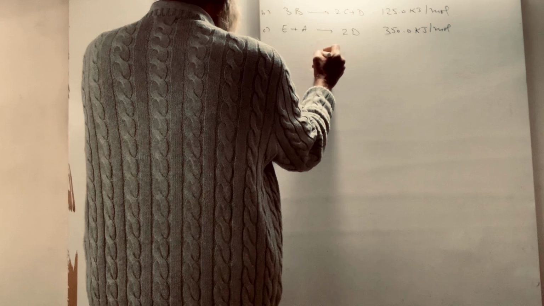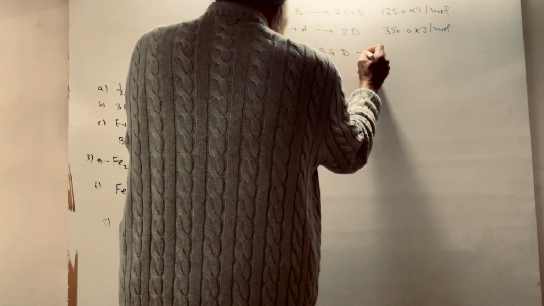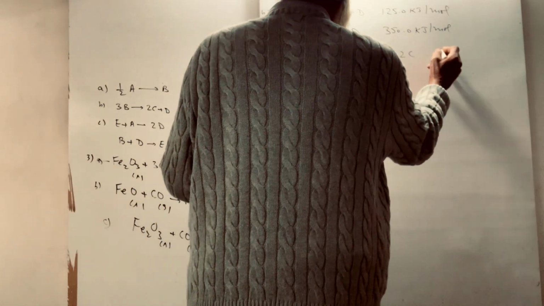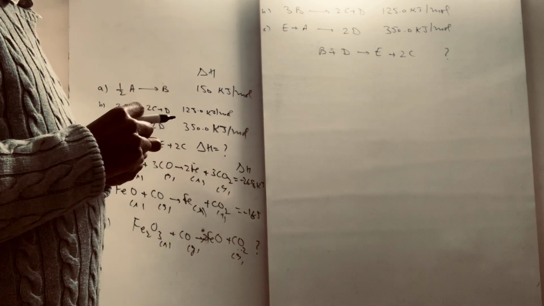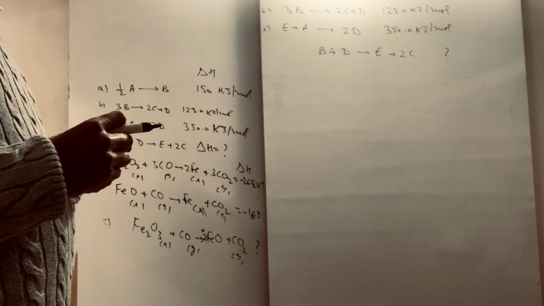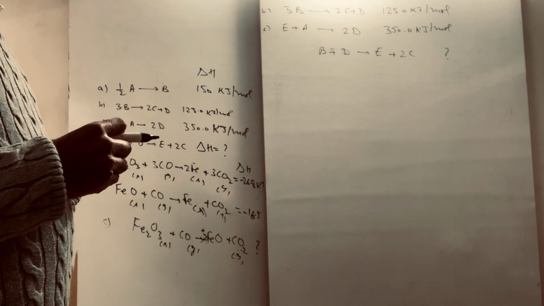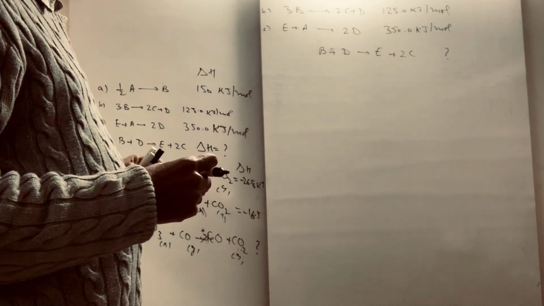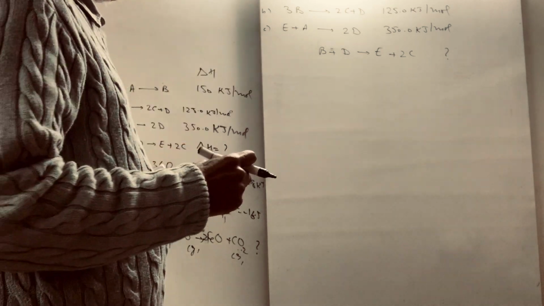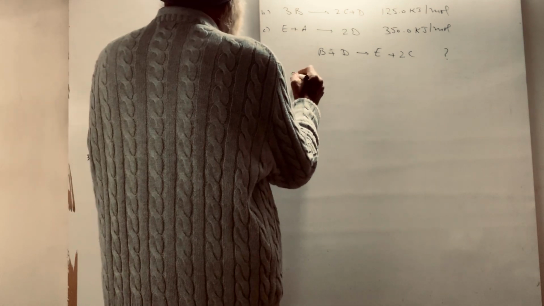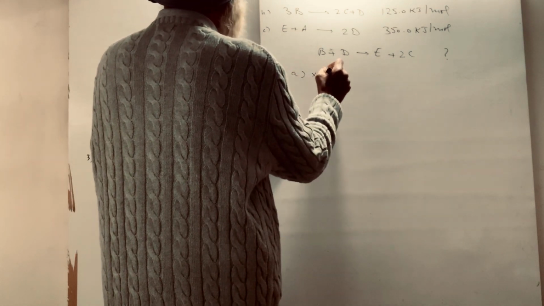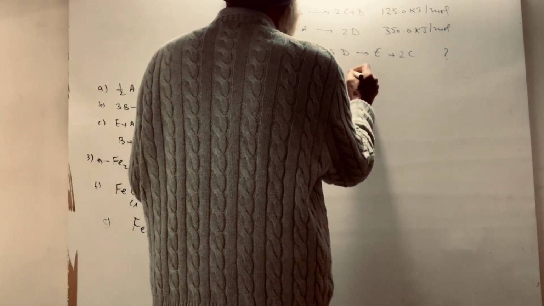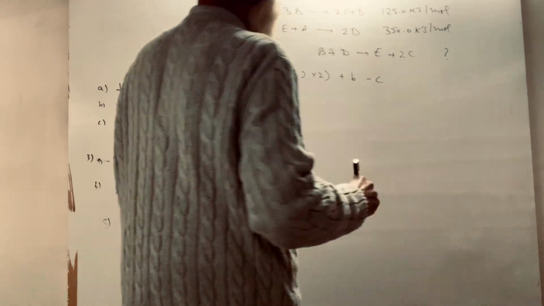B plus D gives you E and 2C. Here we want to calculate this. So we have three equations, and on the basis of those equations we have to find the value of delta H for this required equation. Just see, in order to reach this equation, the first equation is multiplied by 2, the second equation is added, and the third equation is subtracted.